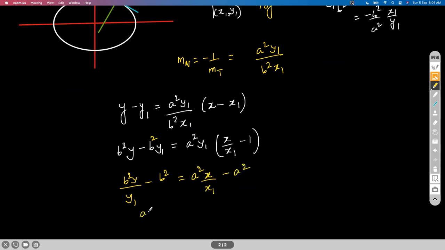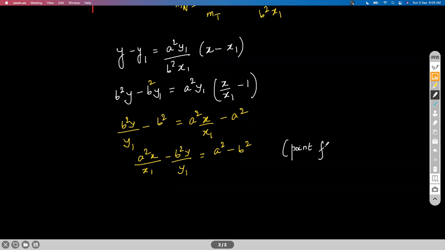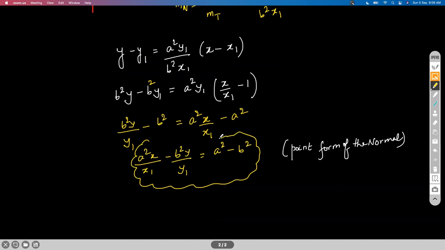The form that I would like you to note down on your formula list for the equation of the normal is a square x by x1 minus b square y by y1 equal to a square minus b square. This is the form that you should keep in mind. This is called the point form, because here you are trying to find the normal at a given point on the ellipse. Point form of the normal. Please note this down: a square x by x1 minus b square y by y1 equal to a square minus b square.